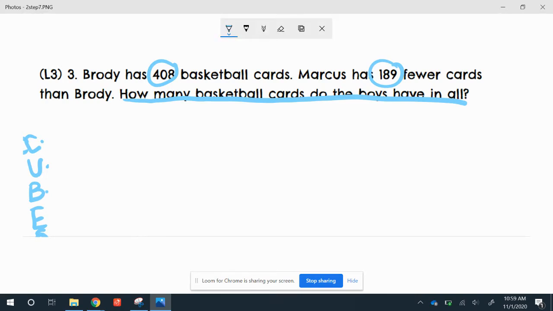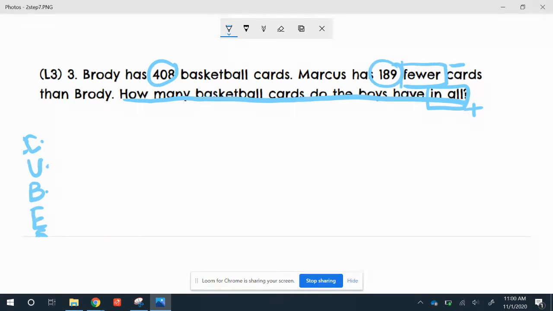B stands for boxing the keywords. I see the keyword fewer, and I see the keyword in all. I know that fewer tells me to subtract, and I know that in all often tells me to add. In all is interesting because in the future it could mean to multiply or even to divide, and you have to look at other words in order to tell. But in today's question, we know that in all means to add.